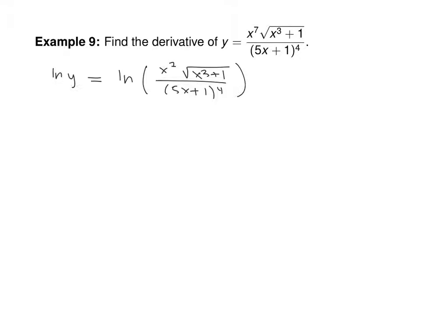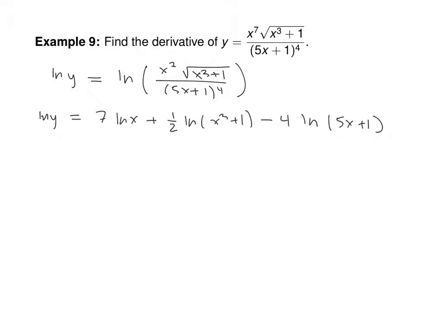So, ln y equals, now if you expand that stuff on the right, you get 7 ln x plus 1/2 ln of x cubed plus 1 minus 4 ln of 5x plus 1. Does that make sense? So I just did it in one step because it's good to be fast with some things. But all the powers pull down, and then products become addition, and quotients become subtraction.